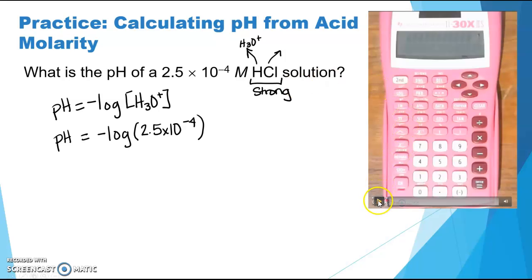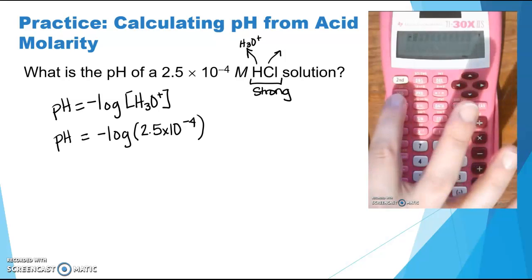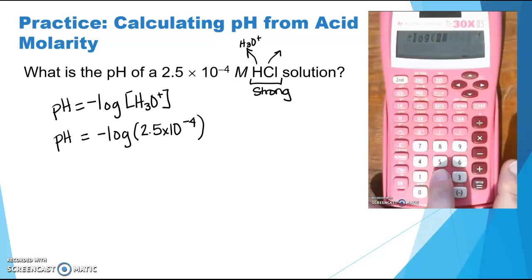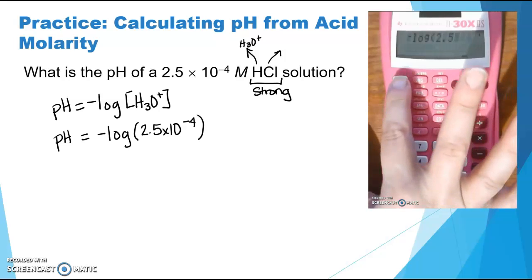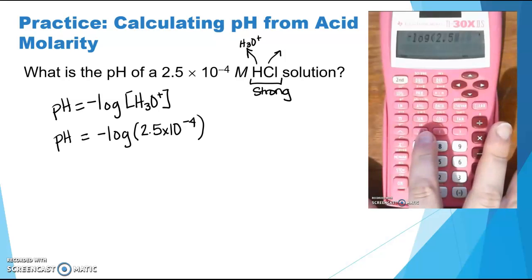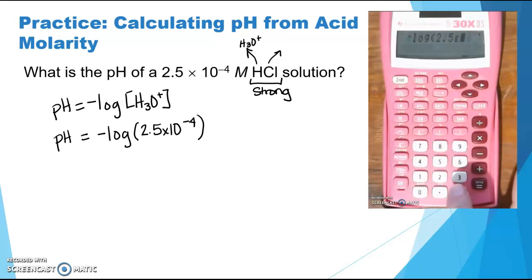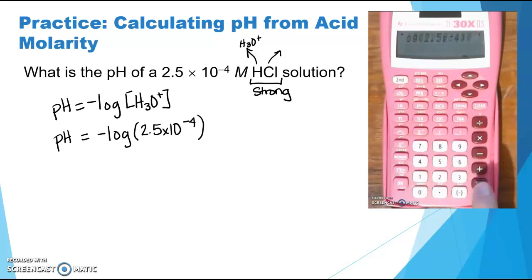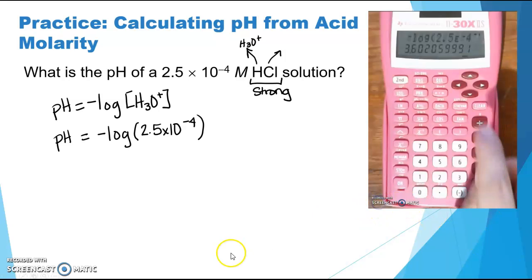So watch as I solve this problem, and I'm going to do it in two different ways. So negative, and then I have a log button. It just says log, 2.5. And then I use that second button because it's allowing me to use that little EE, or it looks like an E, and it means times 10 to the, and then I put in -4. And when I put in equals, I get that value right there. So let's write that down because I am going to show you another way.